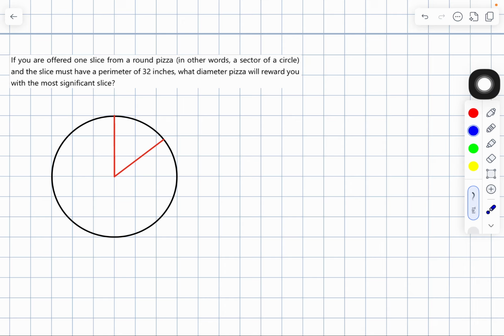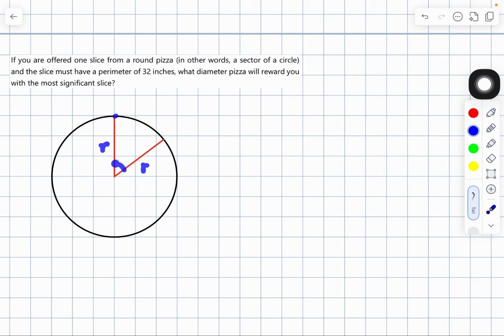So, ang ima-maximize natin dito, since sabi niya, will reward you the most significant slice, is the area ng slice ng pizza. Pizza is a circle. If you are getting a slice of a pizza, you are getting a sector of the circle. So let's say, syempre pag nag-slice ka from the center, let's say this is R, radius ng circle mo.